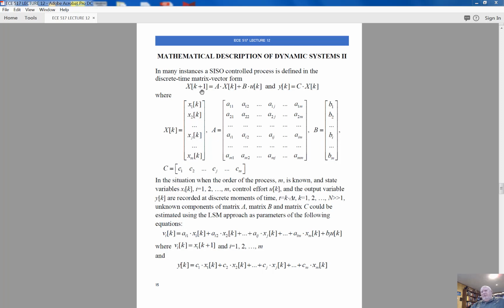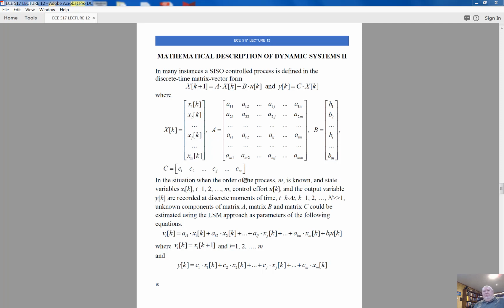Now, in the left-hand side, we have the state vector taken at time equal k plus 1. In the right-hand side, you can see the fundamental matrix of the system times the state vector taken at time k plus matrix B times scalar, which represents the control effort. And the output is also scalar. It's a single input, single output system that is equal to some matrix C times the state vector taken at time k. And I spelled out here the state vector definition, the fundamental matrix, matrix B, and matrix C. I am assuming that our system is a mth order system.